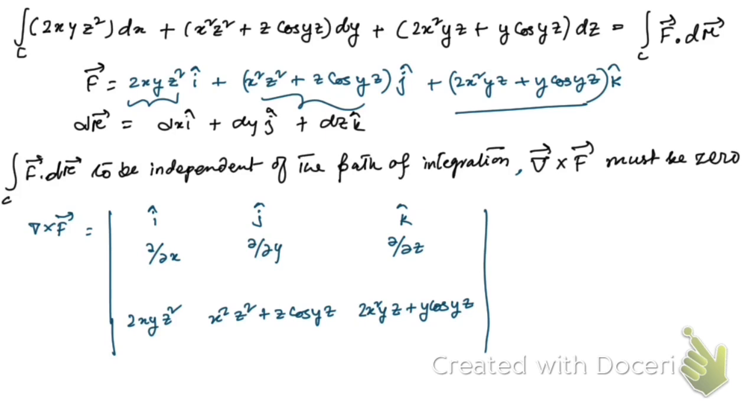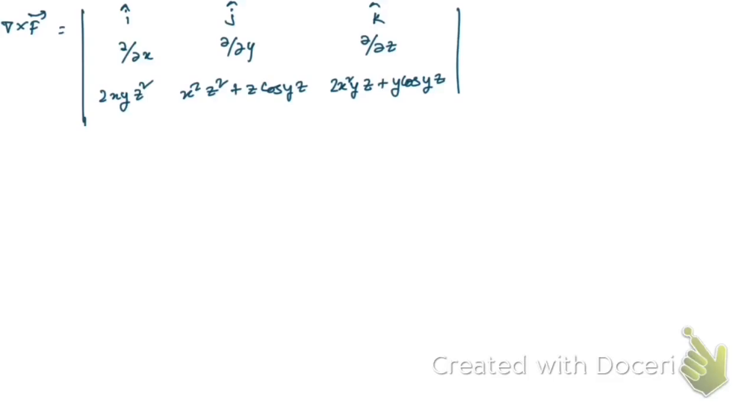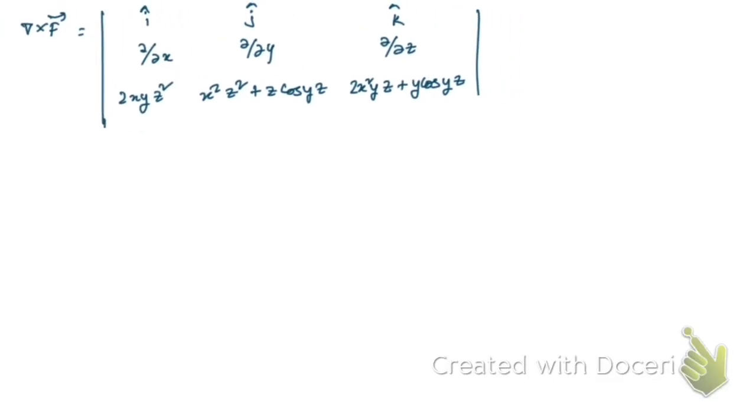So now let me take a new slide again and copy this determinant, so that I can get enough space to solve this. Let me copy this and go to a new slide. So here is the determinant. So let's evaluate this.